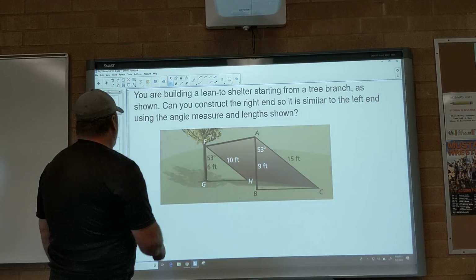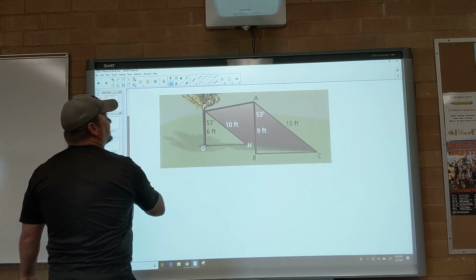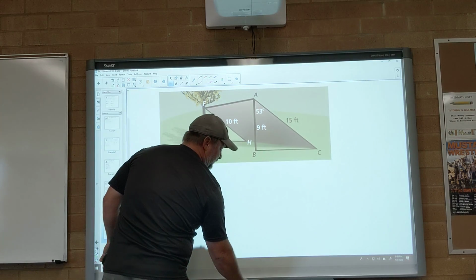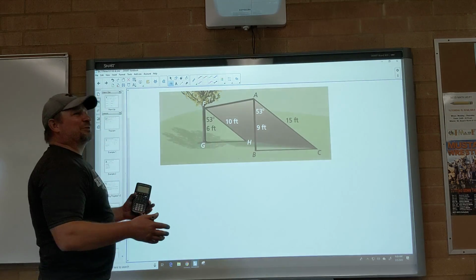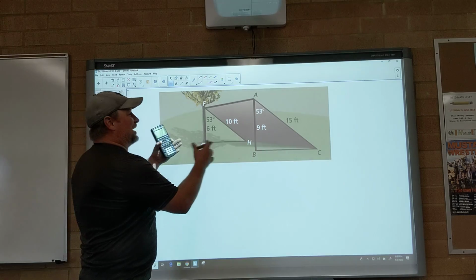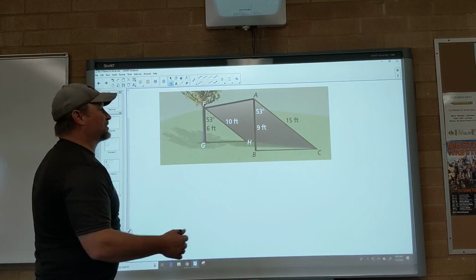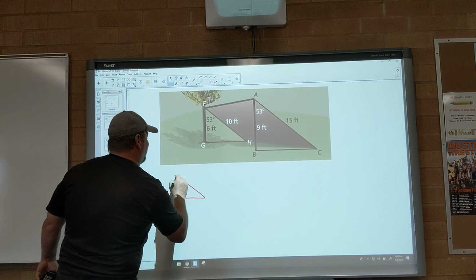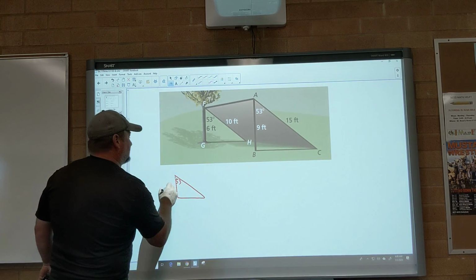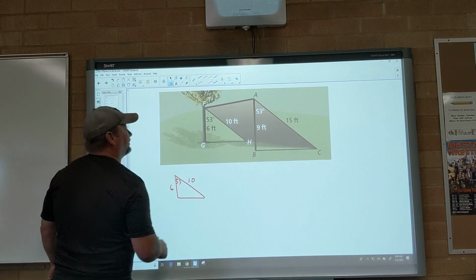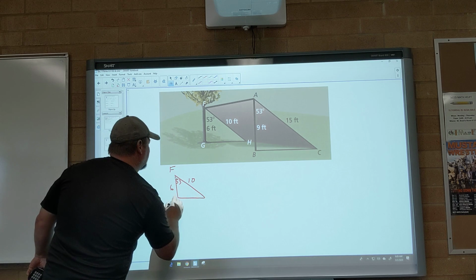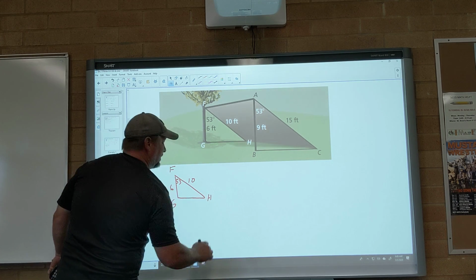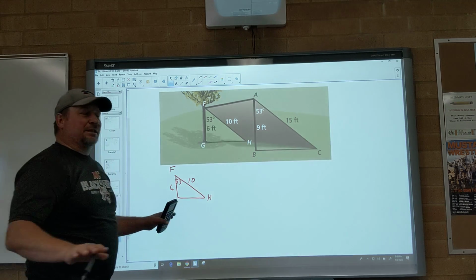Well, let's find out. I'm going to raise the picture up. I'm going to redraw it. I think it looks a little confusing because of the markings and the dark colors and so forth, so watch this. We're going to redraw it. One kind of looks smaller than the other. 53 is right here though. 6 is right here, 10 is right here. F, G, H.